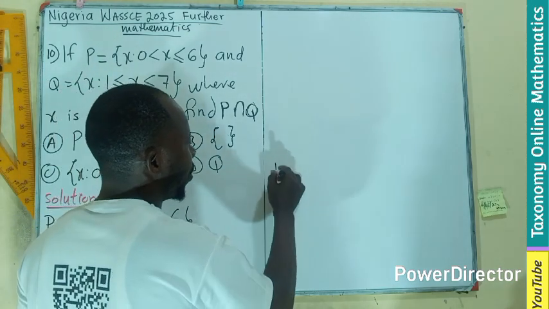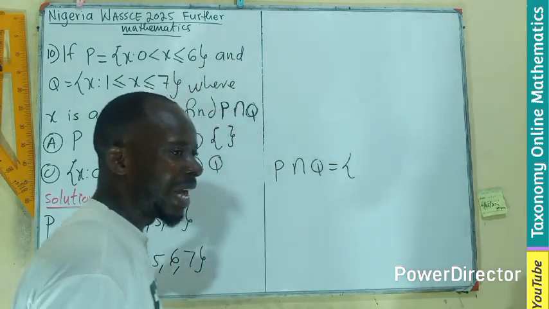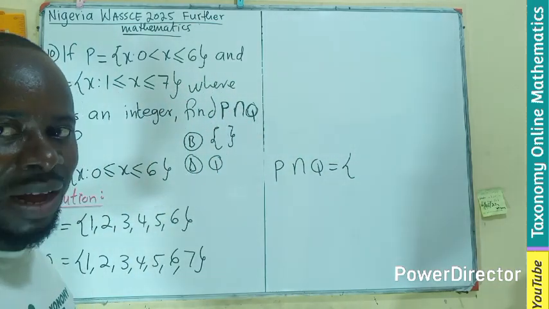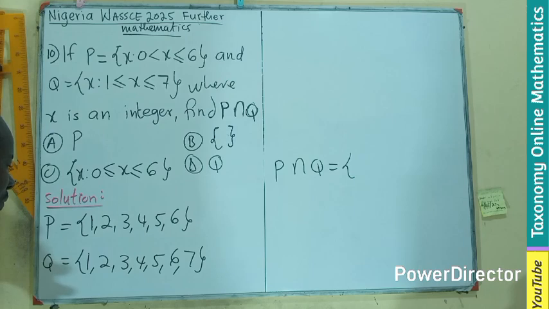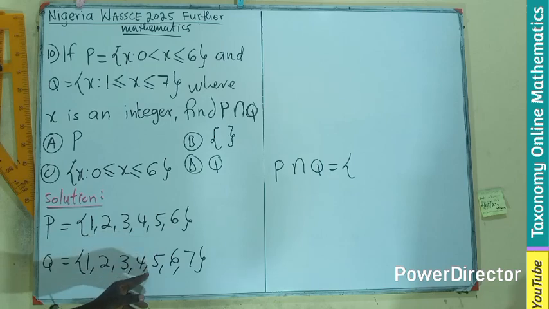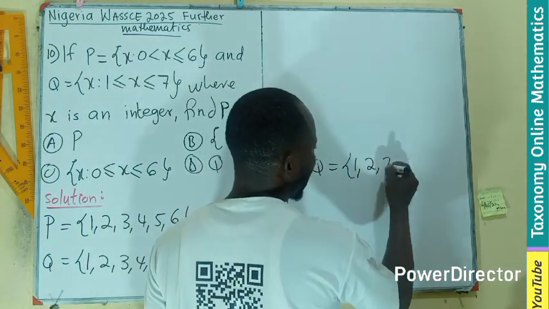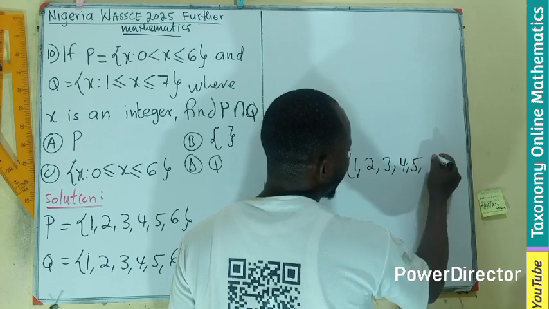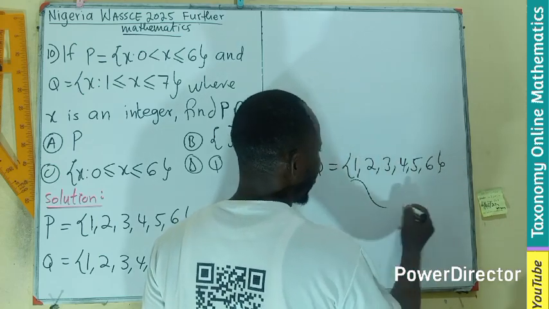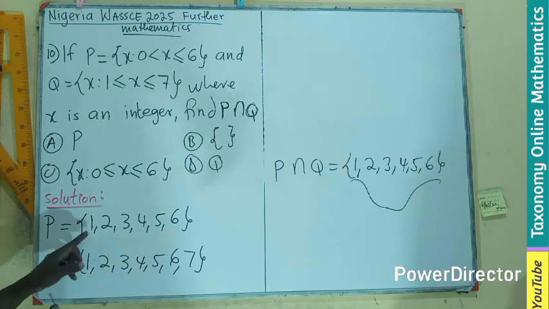We are looking for P intersecting Q. The elements that are in P and at the same time can be seen in Q. Okay, let's take it one by one. So 1, 2, 3, 4, 5, 6. So this will just be 1, 2, 3, 4, 5, 6, which is more or less the value of the set P. It's the same thing.